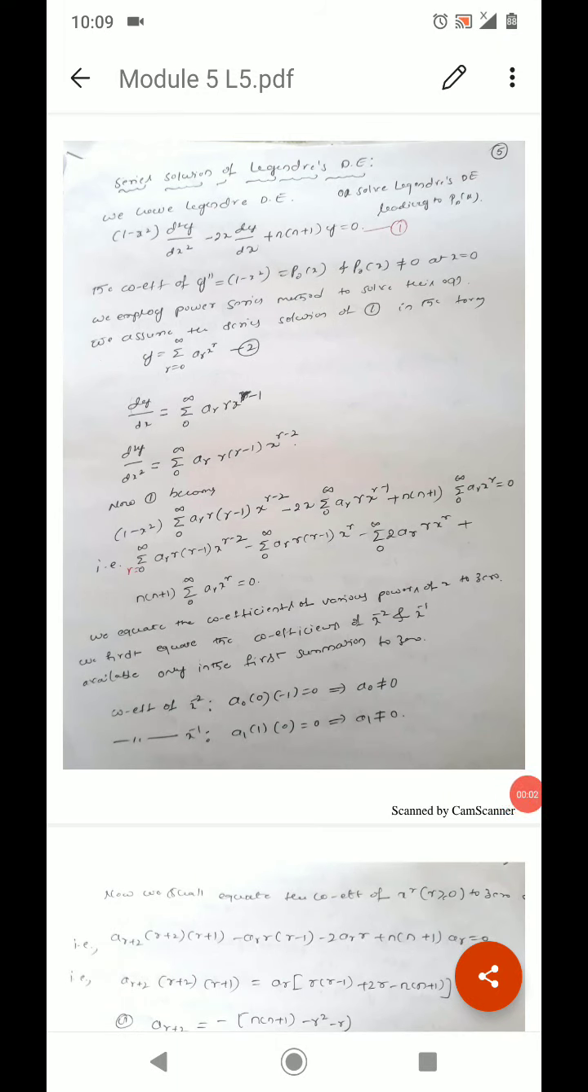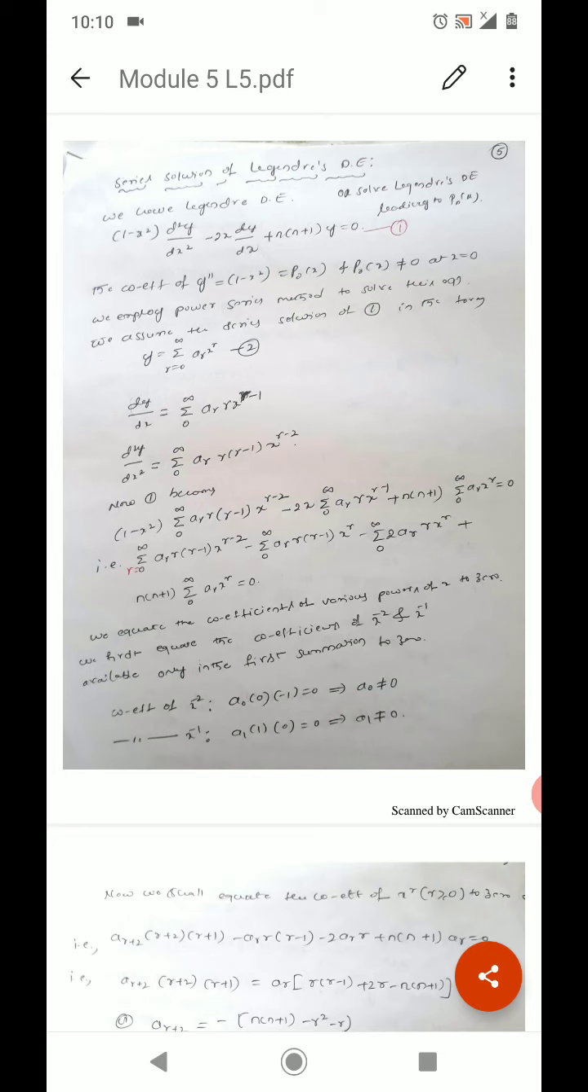Next, we have series solution of Legendre's differential equation. Previously, we have derived series solution of Bessel differential equation. Here, we are going to find the series solution of Legendre's differential equation.